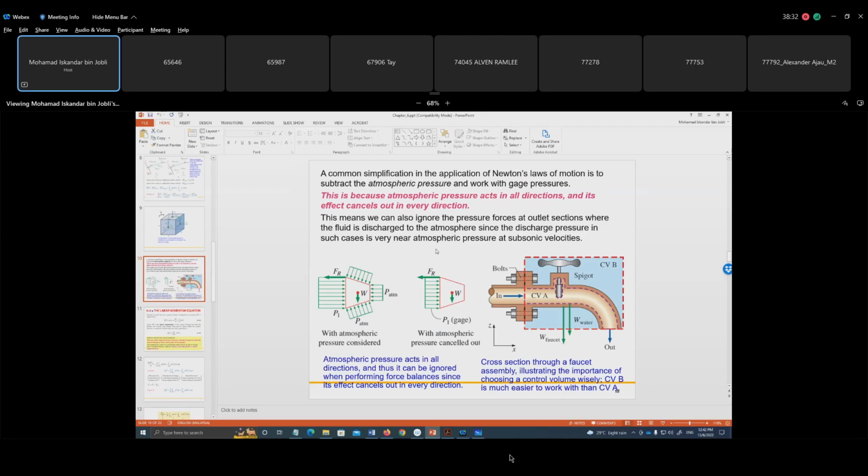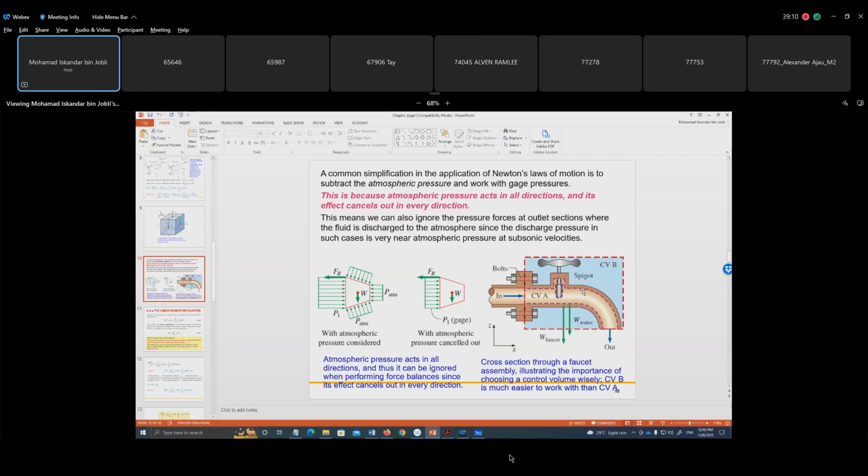Right? And then in this analysis, we'd like to assume that the effect will cancel out. You have pressure on this side, you'll have pressure on the other side, so it cancels out in all directions. So for the sake of calculation of Newton's law, just work with gauge pressure. That's it. In fact, that's exactly what we shall do in our calculation later on. Atmospheric pressure acts in all directions, and thus it can be ignored. Okay, so this is the selection of control volume.